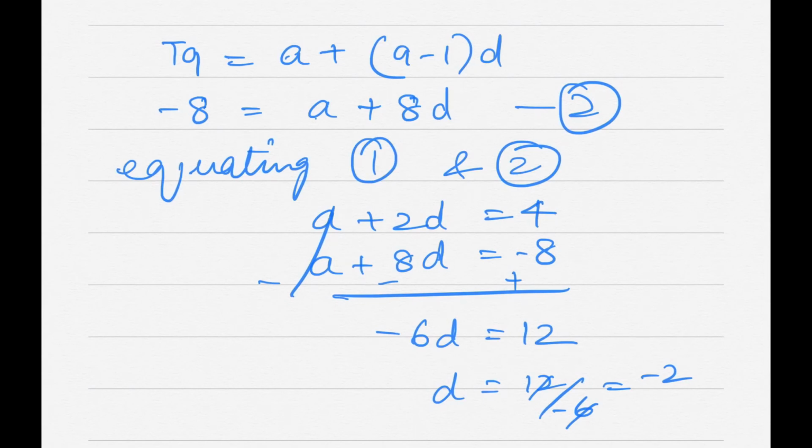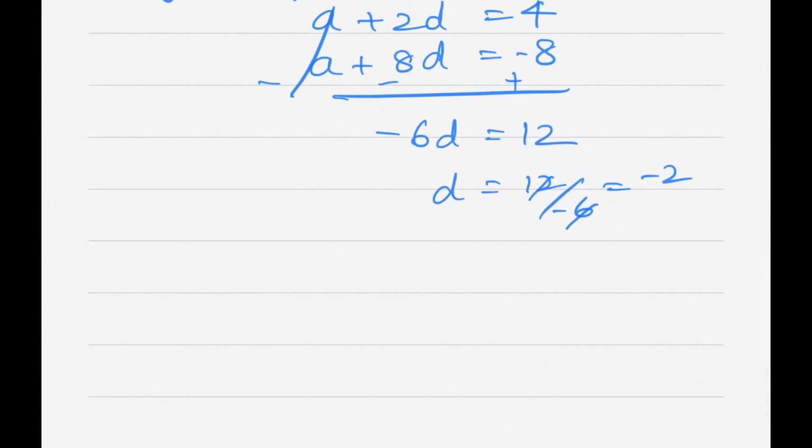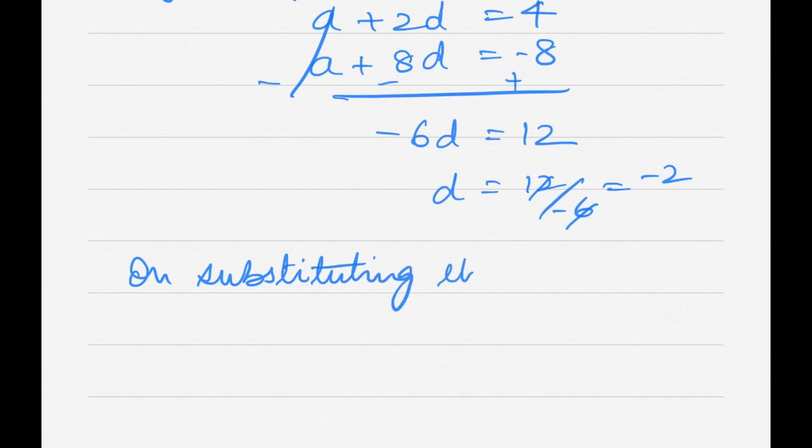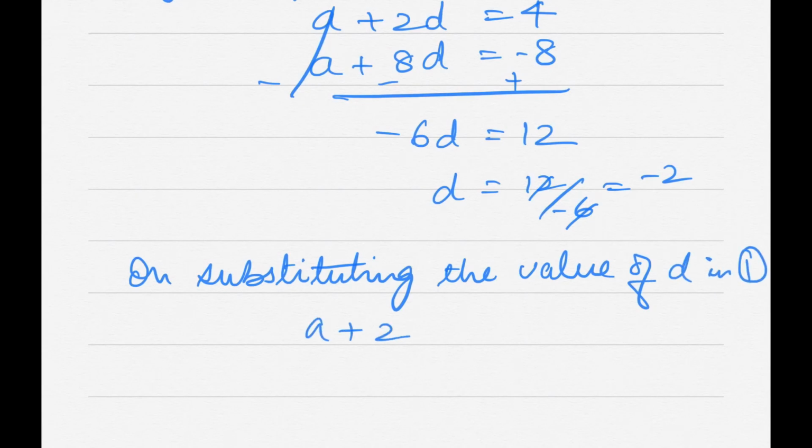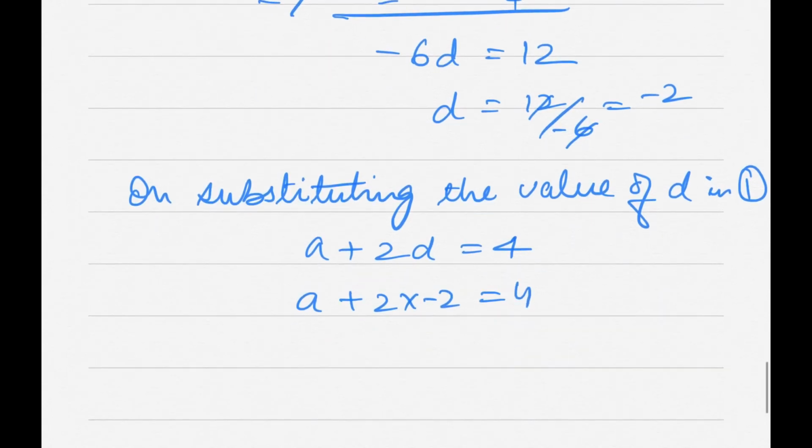Now I have to substitute this value. So on substituting the value of d in first equation, a plus 2d is equal to 4. Now a plus 2 into minus 2 is equal to 4. So a minus 4 is equal to 4. A is equal to 4 plus 4, so 8, right? Okay, so I got my a as 8.